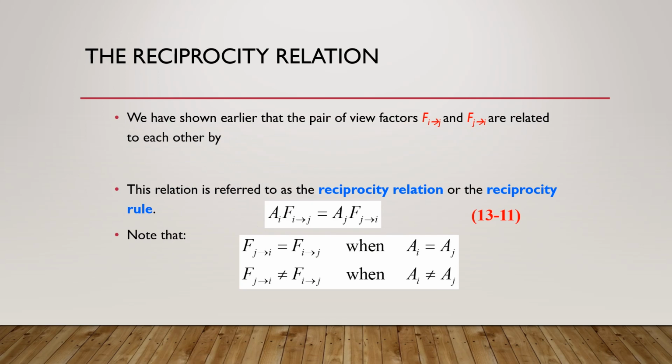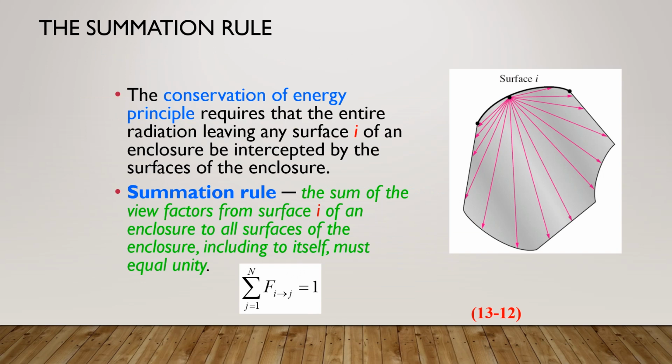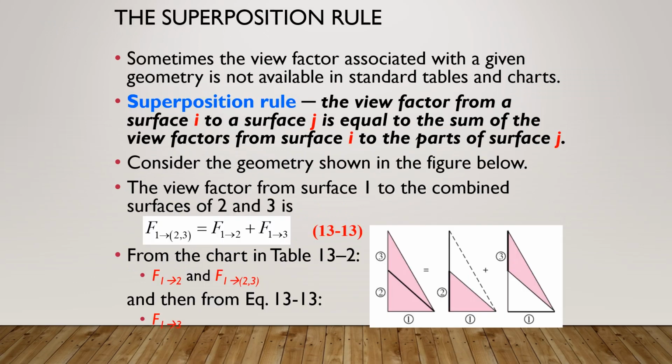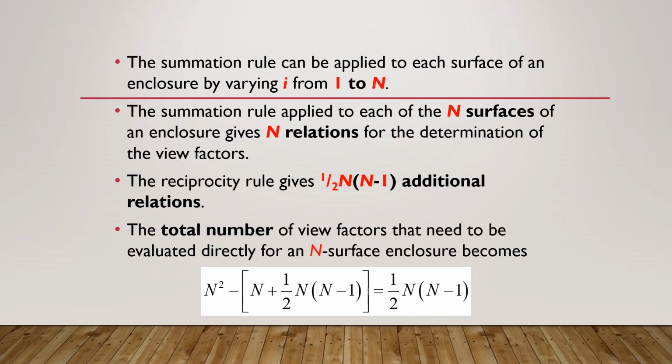So this is the reciprocity relation, I just revised it back if you forgot, where Ai Fi to j equals Aj Fj to i. And then this is the summation rule, where the summation of Fi to j is equal to 1. We will use these equations to reduce the number of view factors that we need to calculate, from n squared. Maybe you have 4 surfaces, so 4 squared, you get 16.